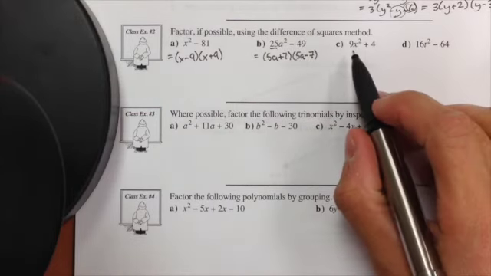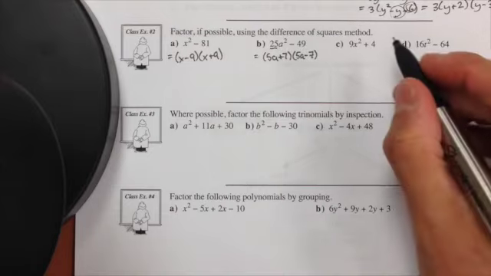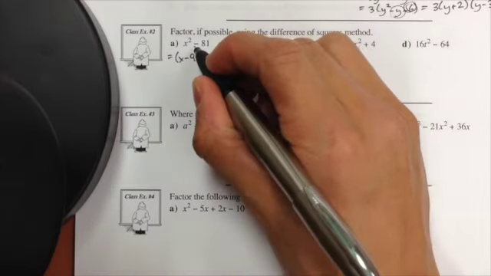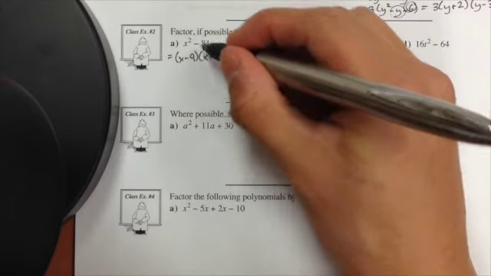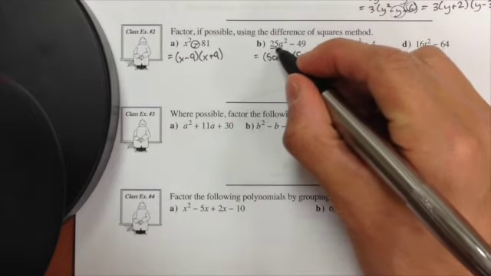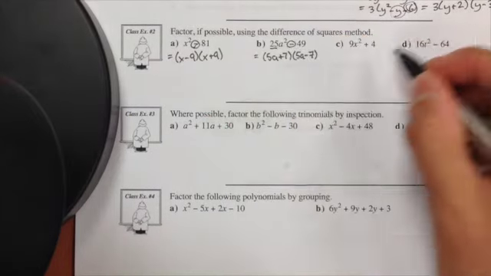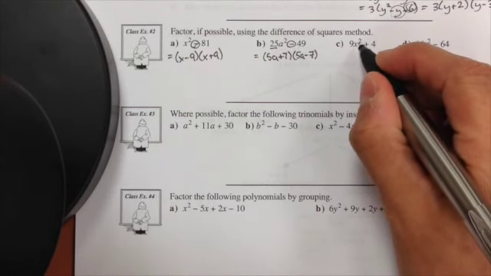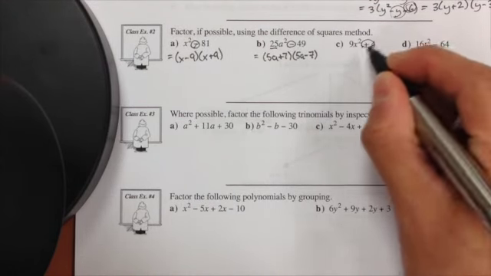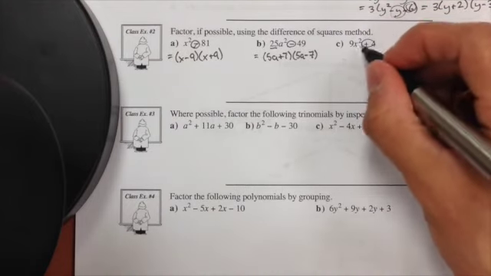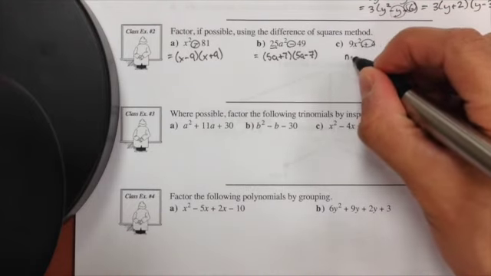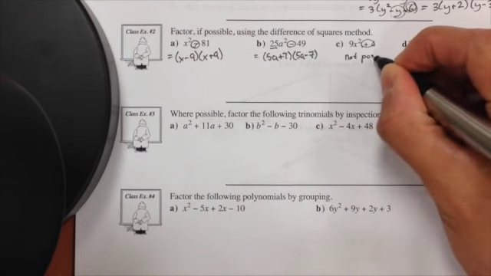Now if I look at this one here, this will not work, because notice in these first two examples, it was x squared minus 81, and it was 25a squared minus 49. In this example, it's 9x squared plus 4. Since it's a positive, we can't use this perfect square method, and it's not actually something we can factor. So we would say that is not possible.